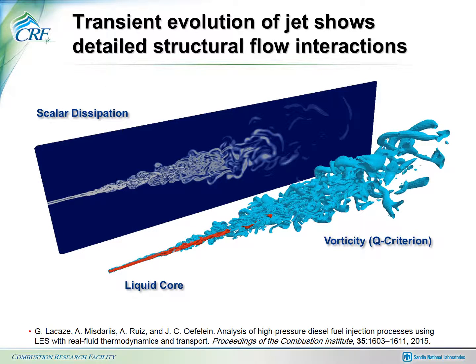So this slide shows the transient evolution of the jet for that case, where we're focused on, again, trying to understand this from a detailed structural flow interaction perspective. And the most recent work in that area was shown at the symposium in the paper that I'm citing at the bottom of the slide. This just gives you an idea of what the flow field looks like.